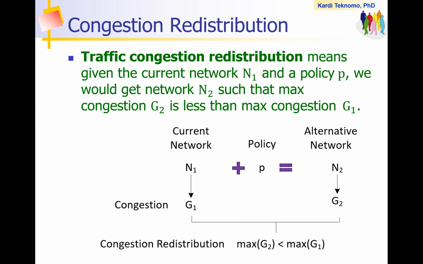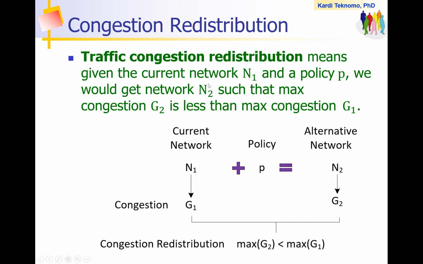Right now it's imbalanced. There are certain roads that are almost empty. The other roads are actually very high. If we rebalance, then the road that is not congested now becomes more congested. The one that is congested becomes less congested. That's the meaning of congestion redistribution.